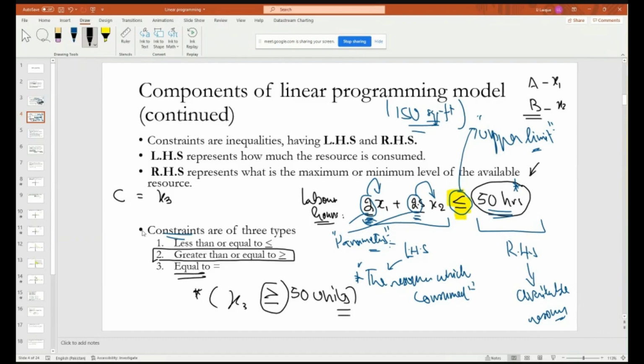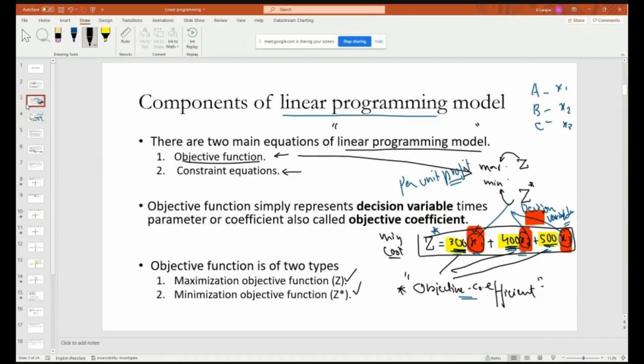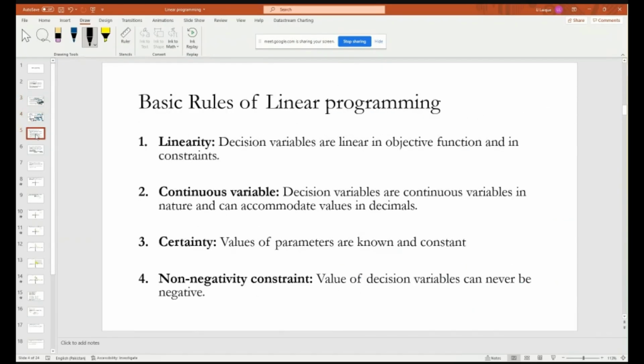The last constraint is equality. Equality simply means that the amount consumed at the left-hand side should be exactly equal to the amount sanctioned at the right-hand side. So these are the three types of constraints, and these constraints basically limit the value of Z. Then moving towards some rules of linear programming, before solving a linear programming model, we need to keep in mind these four imperative concepts.